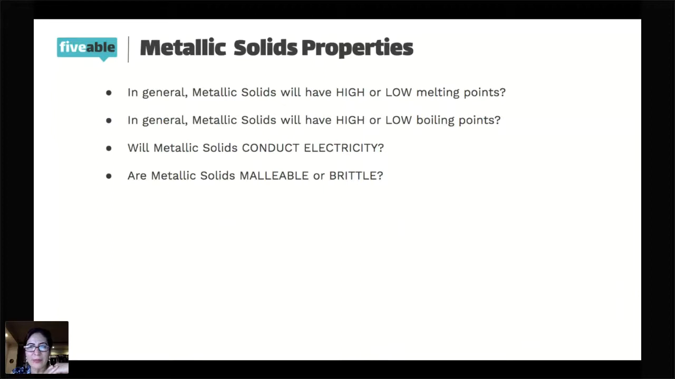Exactly, correct. Metallic solids do conduct electricity and temperature because of the concept of the sea of electrons. Electrons are free to move around. And lastly, are metallic solids malleable or brittle?